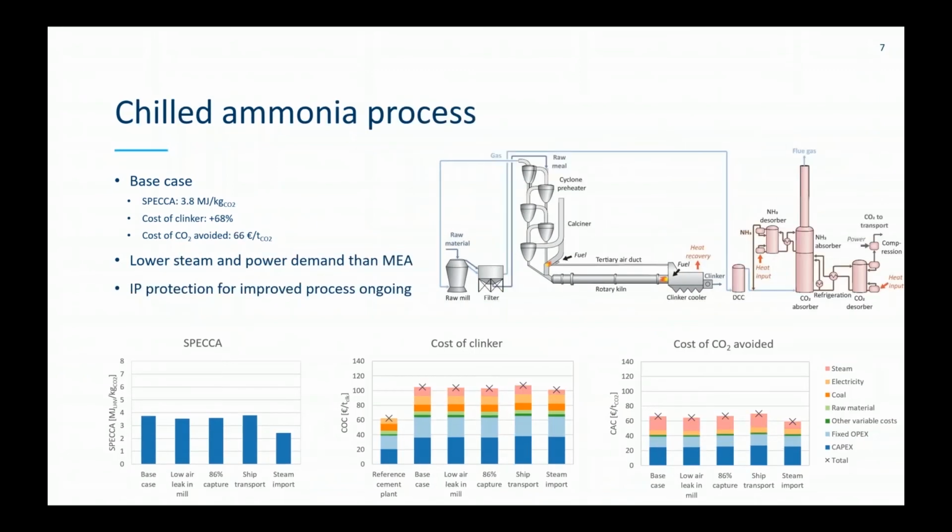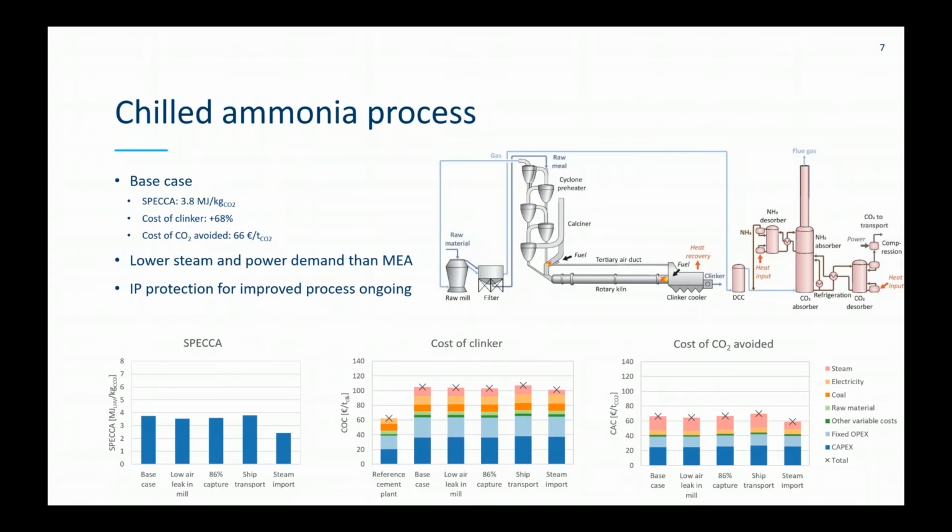Now, moving on to the chilled ammonia technology, this process operates quite similar to the MEA reference technology in a way that we have our flue gases being led through an absorber, and we absorb the CO2 in a liquid solvent, and here it is ammonia based. And the gaseous CO2 is released or desorbed in another column here when we add heat in the form of steam to the system. Now, the key performance indicators in the 5 different cases that we evaluated here are, as before, shown in the bottom here. The SPECA, cost of clinker, and the cost of CO2 avoided.